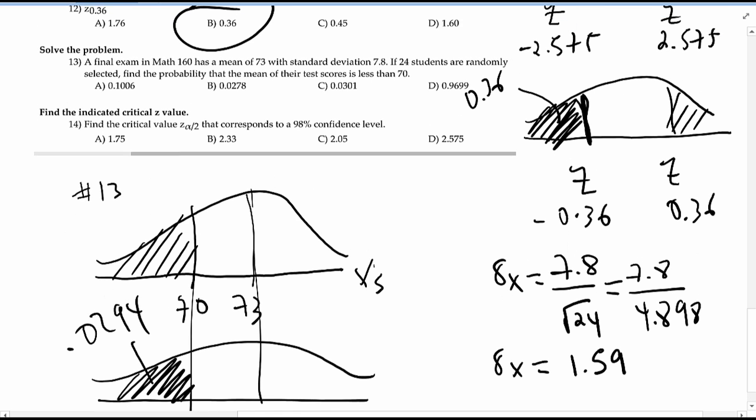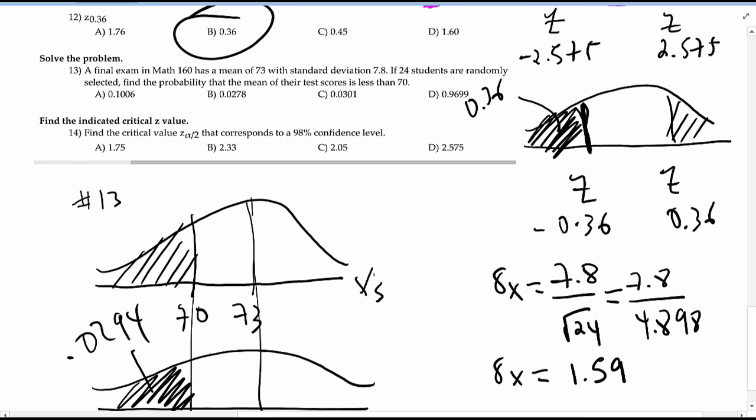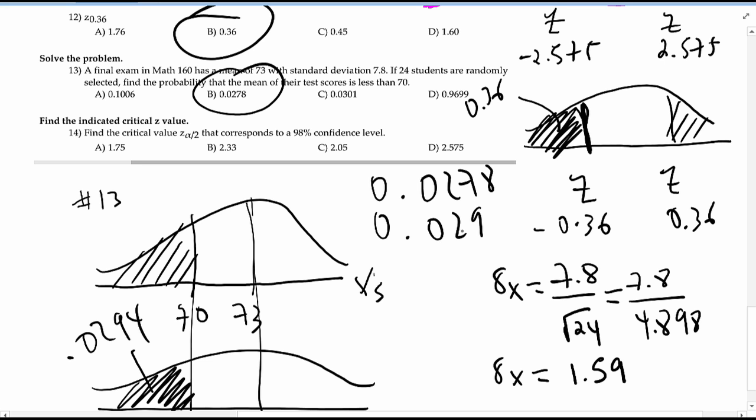So let's see, 0.0294. Okay, so this is another problem where the answer is this one, 0.0278. We got 0.029. So you see that the error is really in the thousandths. That's not a big error, and the reason is the approximations that we do here. So I'm going to leave this problem for you to do the right approximations.